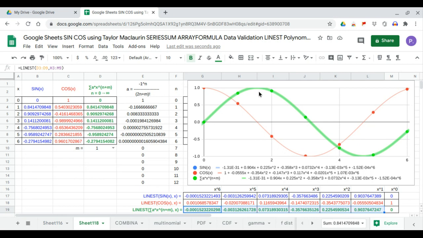So the green covers the blue sine wave. And the data set of sine is equal to the data set of the Taylor Maclaurin SERIESSUM expansion. This completes the use of Taylor Maclaurin SERIESSUM, LINEST Polynomial Regression, and data validation to generate the trend line and trend line equations of sine and cosine.